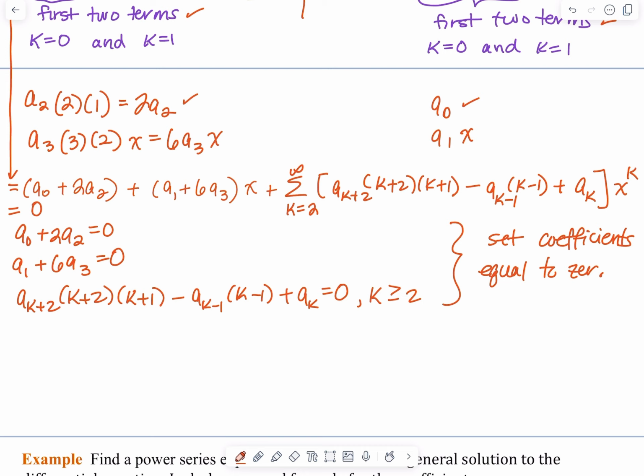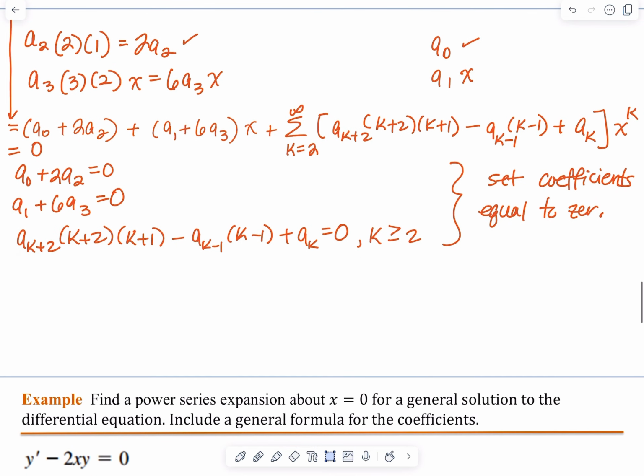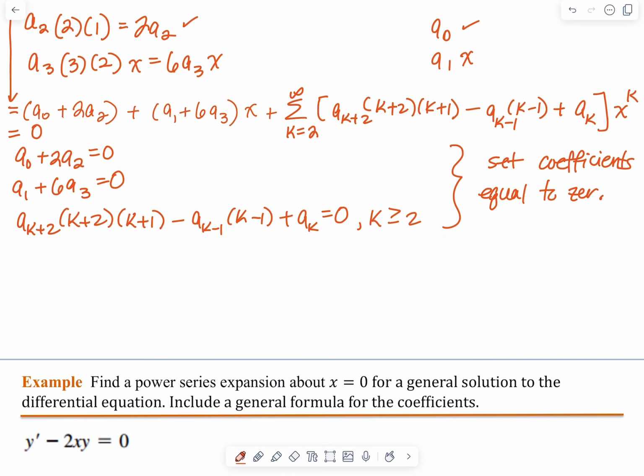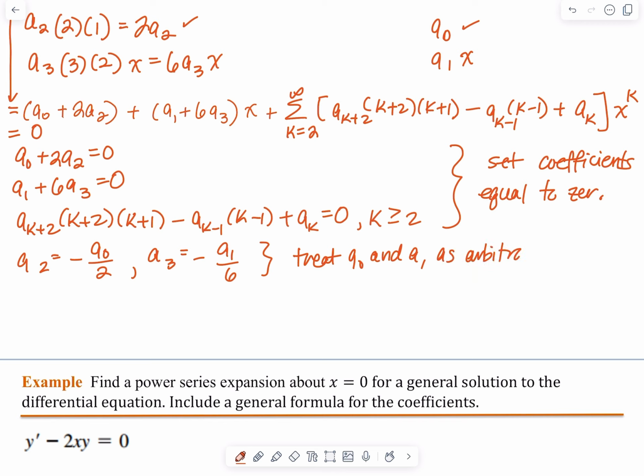Okay, so now we will treat a sub 1 and a naught as arbitrary constants. So we have a sub 2 is the opposite of a naught over 2. And we also have that a sub 3 is equal to the opposite of a sub 1 over 6. So we have set a naught and a sub 1 as arbitrary constants.